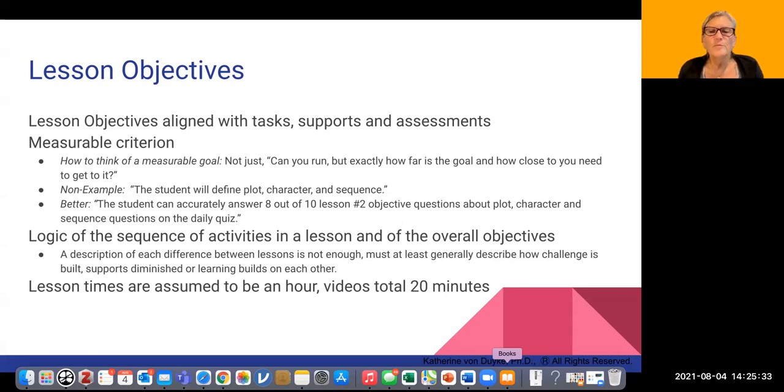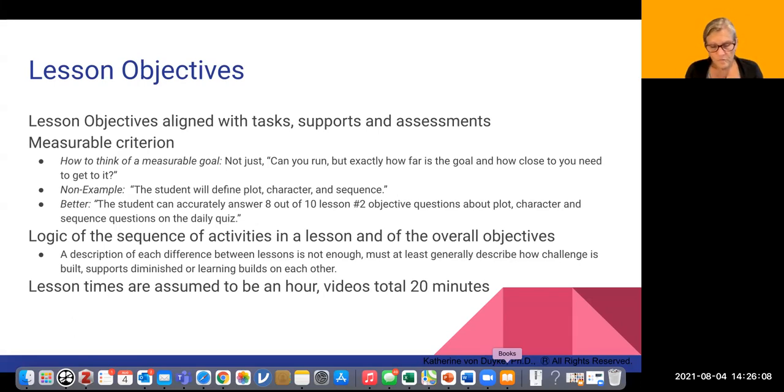Lesson times are assumed to be, for older students, about an hour. So middle, especially high school students, you would expect it to be about an hour. But of course, for younger students, it's not going to be expected to be that long. 15, 20 minutes would be about right for an elementary student. But don't put that your lesson time was 10 minutes or 15 minutes if it's an older student, or 20 minutes even. It's best if you just leave times off.